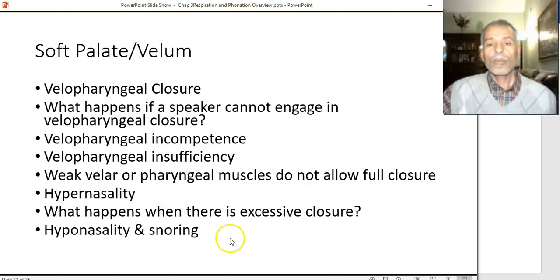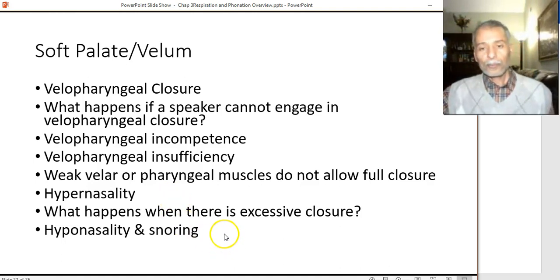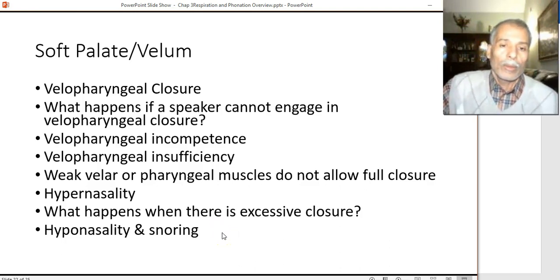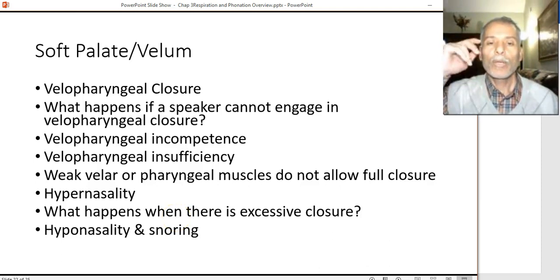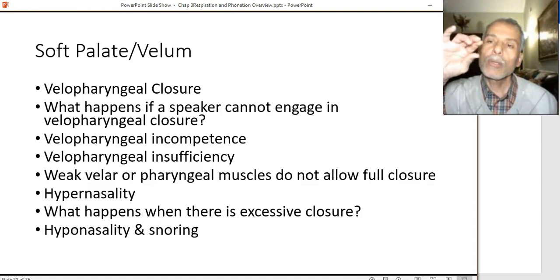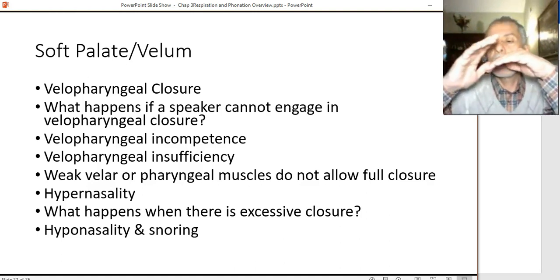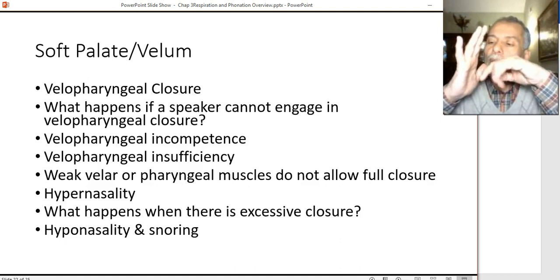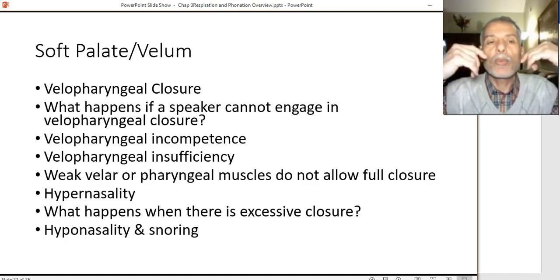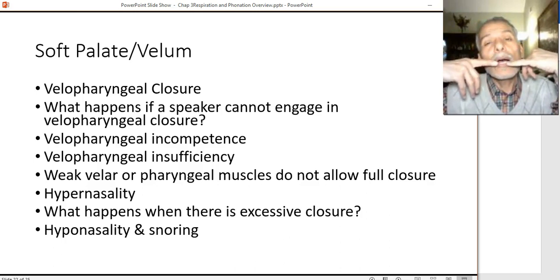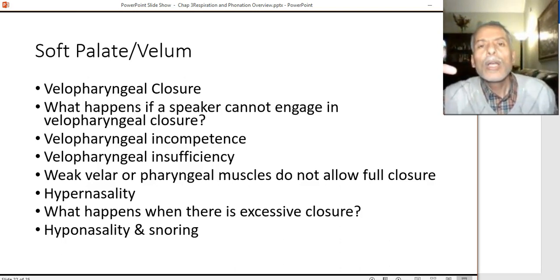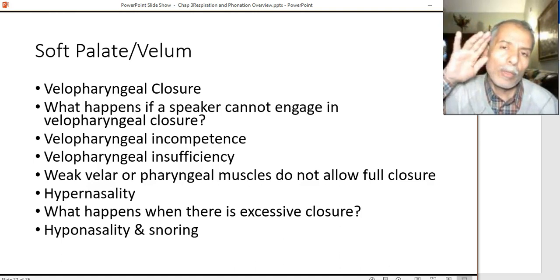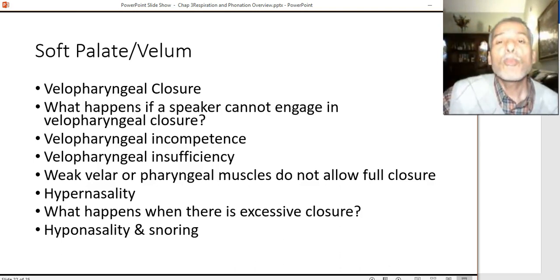So we have situations, for example, when the velopharyngeal port is not fully closed, which means that the velum is lowered, then the air leaks out and the person will make oral sounds that have a nasal quality. So like, hi, I see you, how you doing? So the velum is down, the air is escaping, and you have hypernasality.